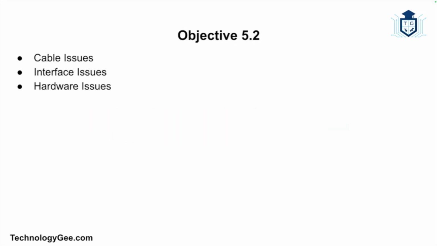Reliable network connectivity is critical for maintaining smooth business operations, and cabling issues can be a major cause of network failures. Whether you are dealing with incorrect cables, signal degradation, improper termination, or hardware mismatches, understanding how to troubleshoot these problems is essential for any network professional. In this video, which is aligned with the CompTIA Network+ exam objective 5.2, we're going to cover common cabling and physical interface issues, their causes, and solutions.